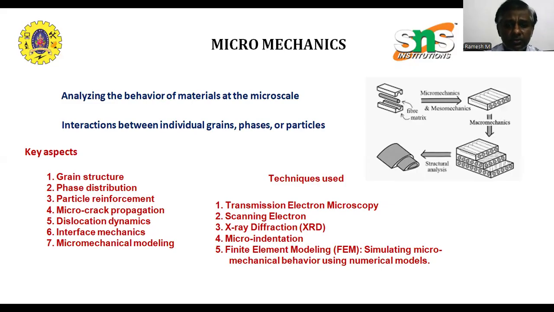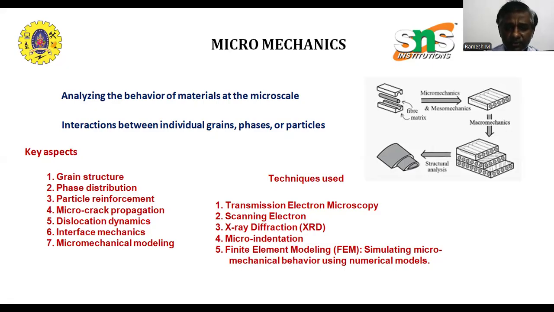Today we are going to discuss the subject Composite Materials and Structures, Unit 2. The topic is micro and macro mechanics. Today we are going to talk deeply about the micromechanics approach of materials, the key aspects, what techniques are used, and what the applications are in the micromechanics of materials approach. First, we should know what micromechanics is.